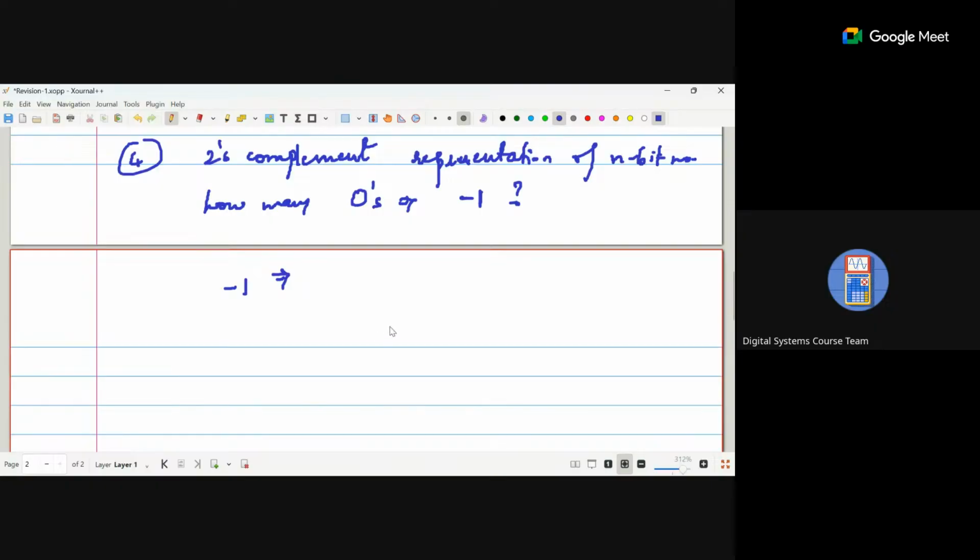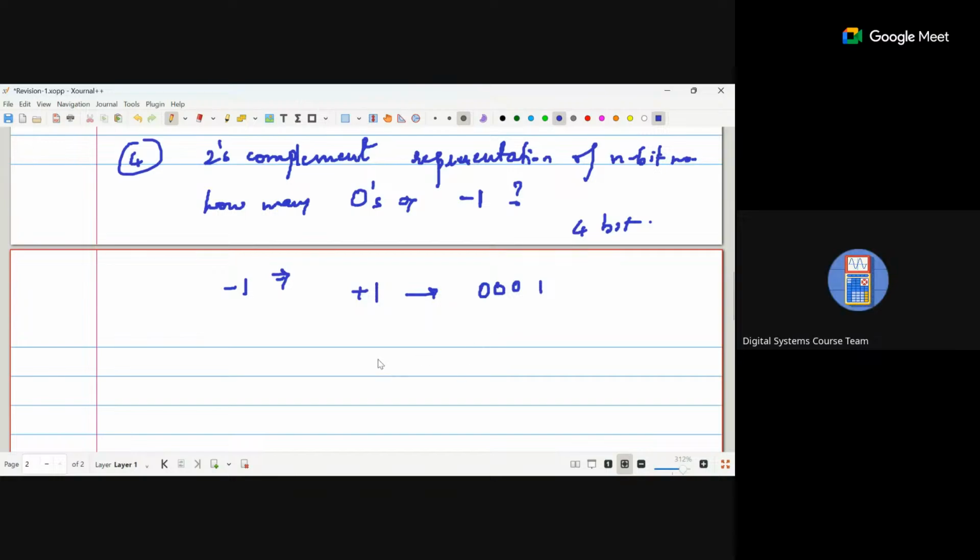Okay, so +1. What is your +1 representation? Let's take a 4-bit number now. How do you represent +1 in 4-bit? 0001, right? Yes, ma'am. Okay.